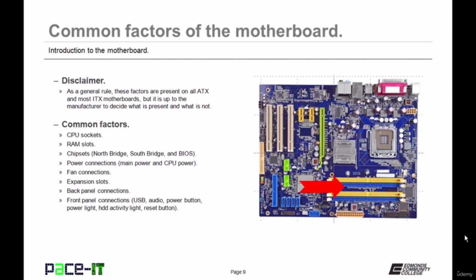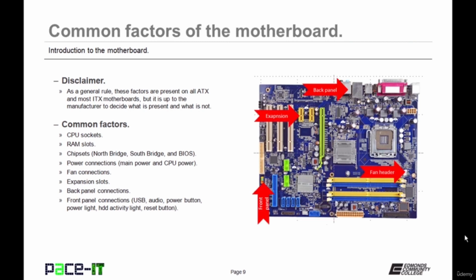All of them have spots for RAM. Some is removable, some are not. Almost all have chipsets, the North Bridge, South Bridge, and BIOS, although newer Intels don't require the North Bridge. They all have power slots. That's for the main power and in some cases for CPU auxiliary power.